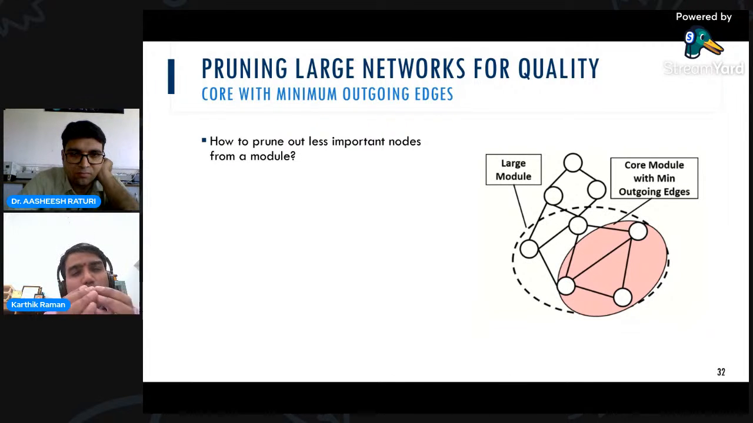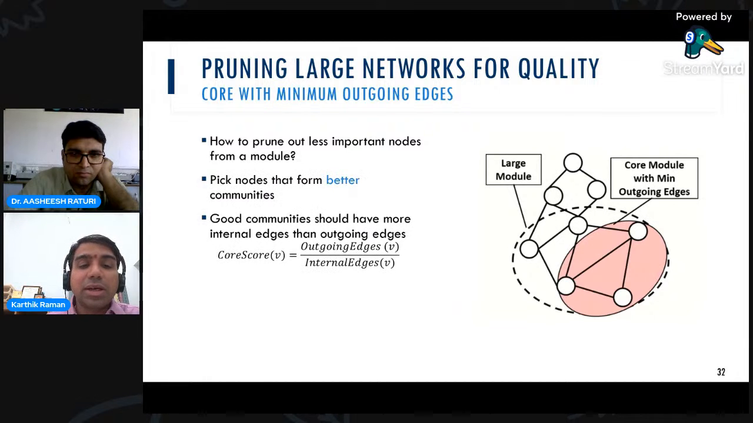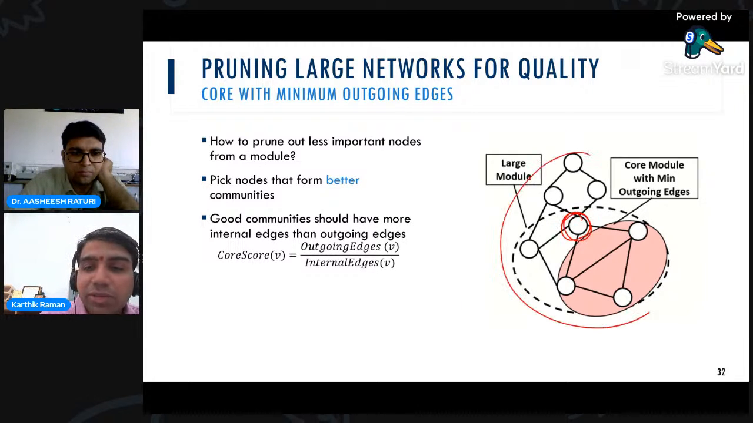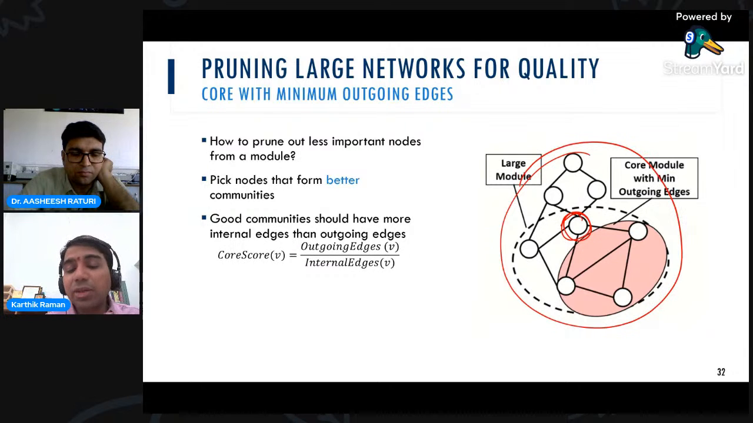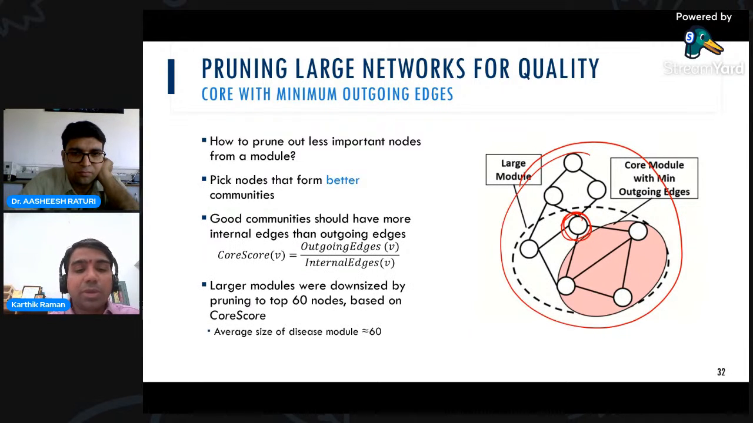So we tried to prune these modules to more tightly knit modules using certain approaches. For example, we try to identify how many outgoing edges there are for a particular vertex versus the number of internal edges and so on. Basically trying to understand what is the role of a particular node in the context of the larger community, and use that to fragment these communities.